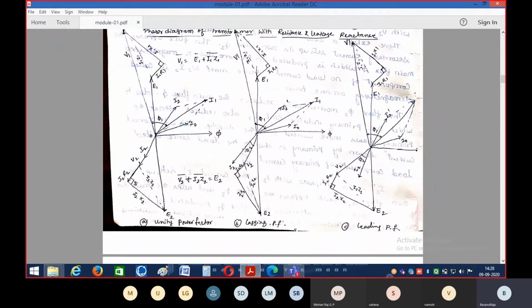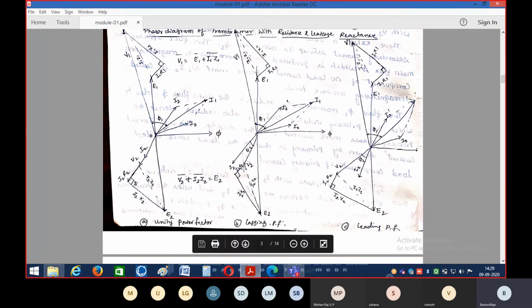So in parallel to I2, from V2 you draw one vector. Okay. In parallel with I2, from V2 if you draw a vector, then what does that vector represent? I2 R2 drop. From I2 R2 you draw one perpendicular line at 90 degrees, then that gives the I2 X2 drop. Okay, this is the I2 X2 drop.